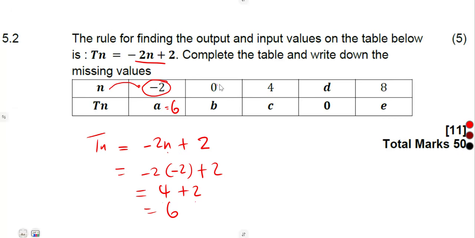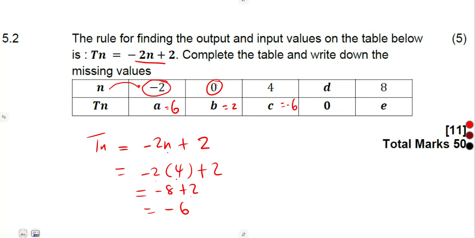Moving on to B, our n is 0. So in place of n, we are going to put a 0 here. n is 0. So minus 2 times 0, that's 0, plus 2, which is 2. So B is 2. C, we do the same thing. n is 4. So in place of n, we are going to put a 4. So minus 2 times 4, that's minus 8, plus 2, which is minus 6. So C is minus 6.